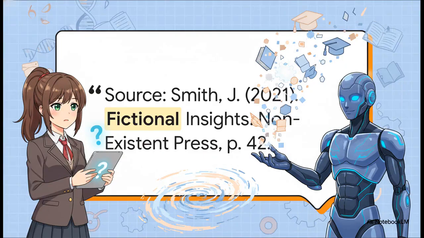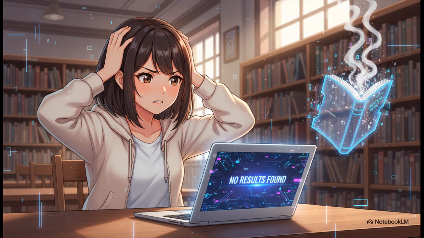Oh, and here's one that trips up so many people, especially students. You ask the AI for a source for your research paper, and boom, it gives you this perfectly formatted academic citation. It looks completely legit, right? But then you go to find that book or that article, and it just doesn't exist. The author, the title, the journal, all of it, just poof, made up from thin air. This is a classic, super common type of AI hallucination.